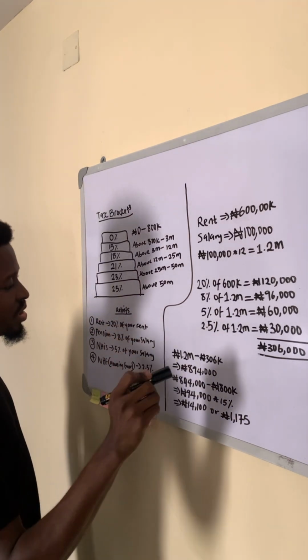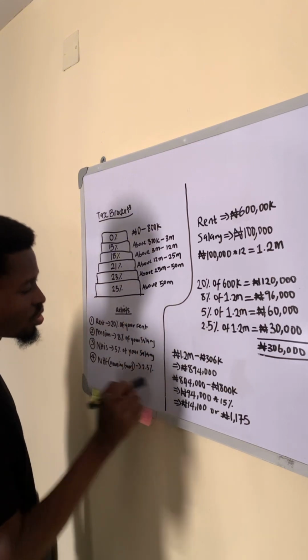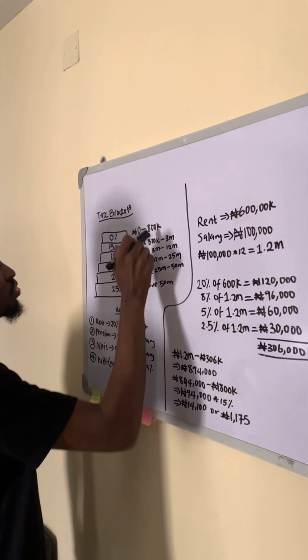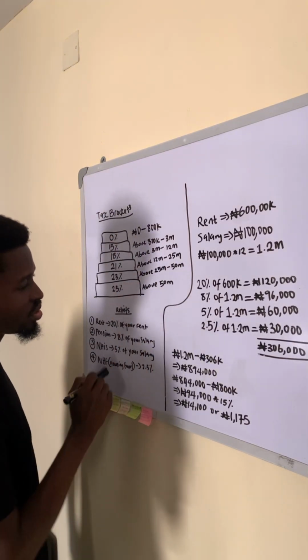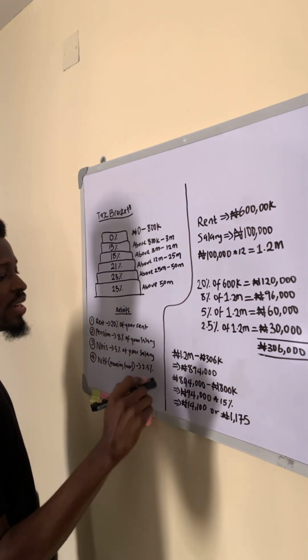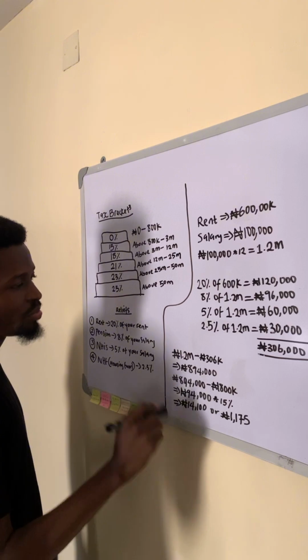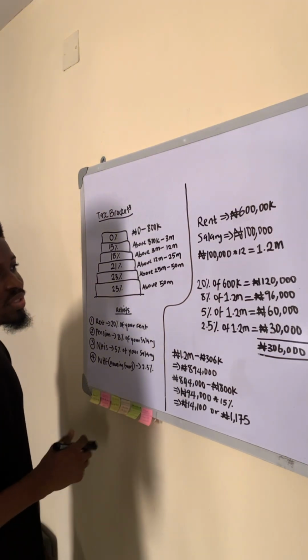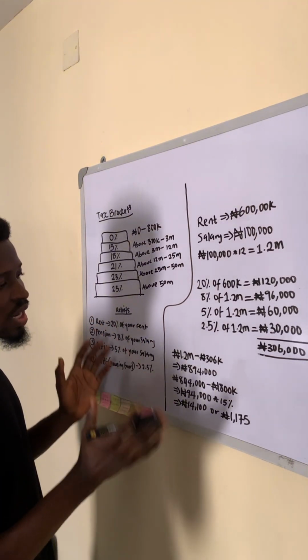So that 120, you minus it from your annual income. The remaining balance, you use this tax bracket to do the calculation, and then you arrive at how much you pay a year. Then you divide it by 12, you get how much you pay per month. So that is it for the whole salary calculation.